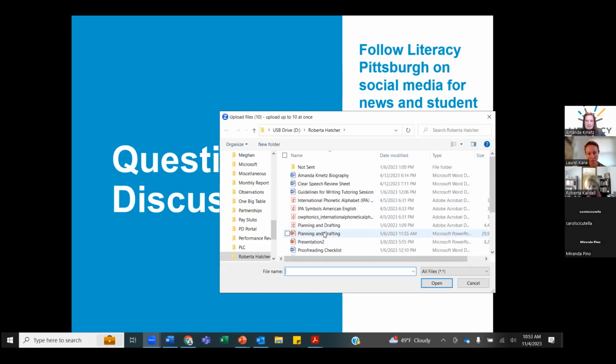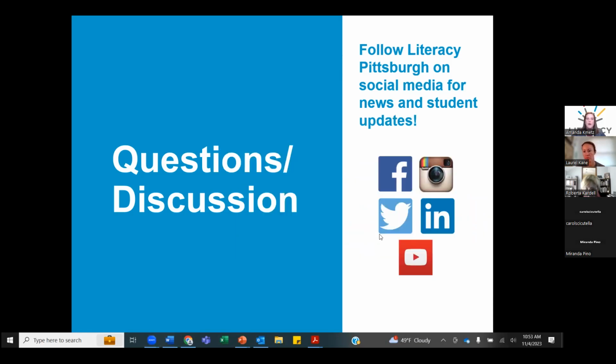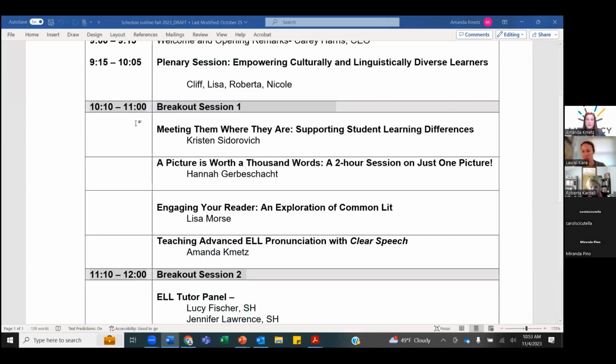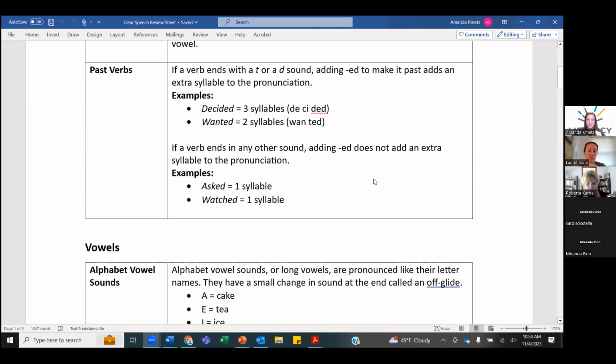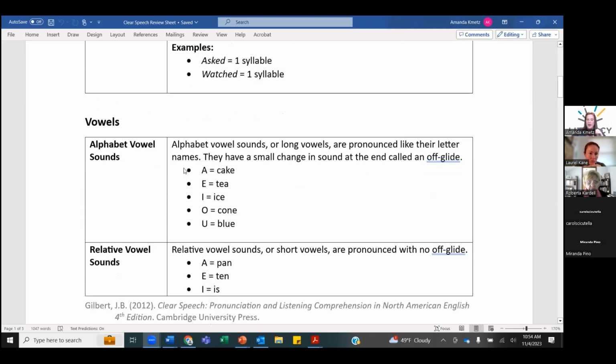So let's go ahead and take a look. There's one more handout that I have for you. I'm going to drop this in the chat box here. What I went ahead and did after I finished teaching the book is that I created an entire review sheet of the information that's in the book to give to my students, where I broke it up into syllables, and then I spent a lot of time talking about vowels.